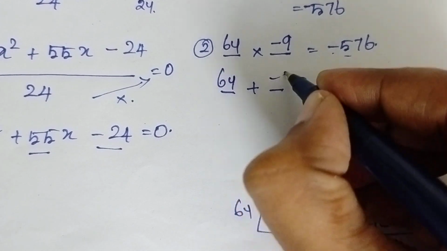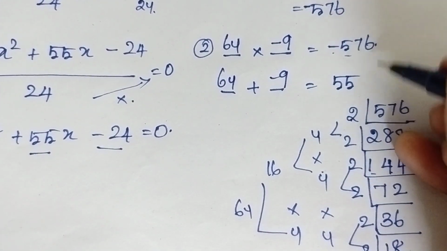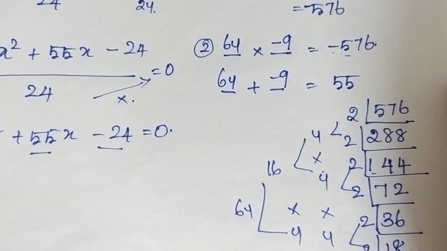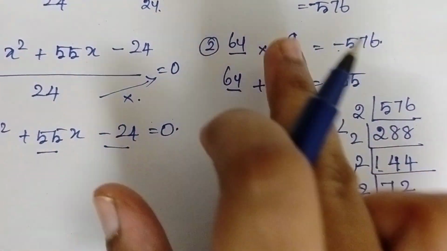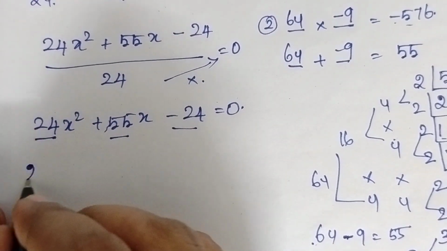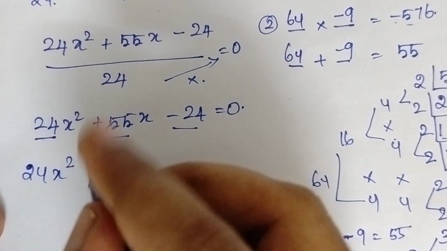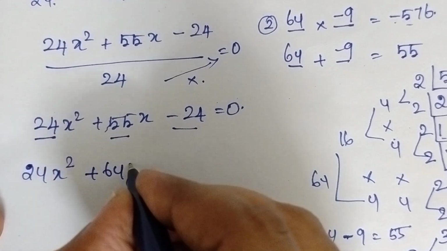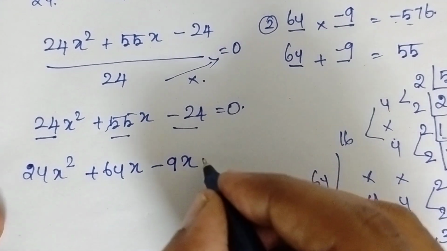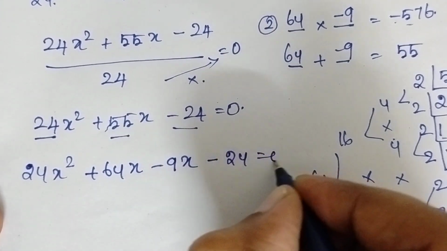Similarly, 64 minus 9. Let's check whether we get this answer or not. If this is satisfied, then we have found these two numbers. I'm going to substitute these two numbers in the place of 55. Therefore this equation becomes 24x square plus 64x minus 9x minus 24 is equal to 0.